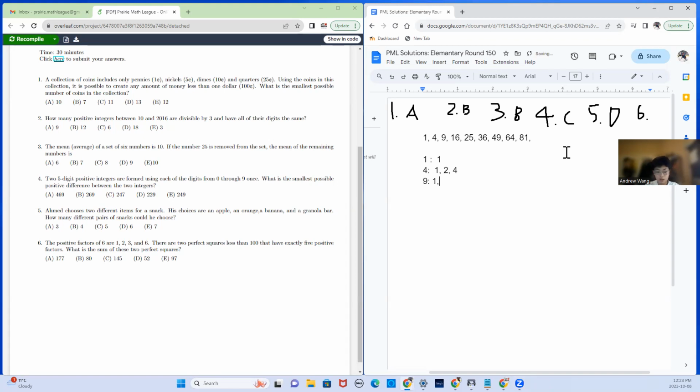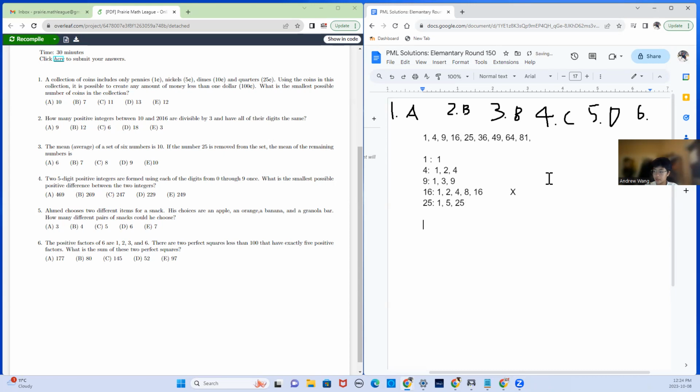So 1, 4, let's just continue then. 9: 1, 3, 9. 16. Now pay attention. 1, 2, 4, 8, and 16. So that's actually 5 factors. So let's mark that down and we can save that for later. And now 25, we're continuing down: 1, 5, 25. Okay, we're going back to the 3 factors. Now I'm going to save you some time here. So once you actually find out all the factors, you continue 36, 49, 64, 81.